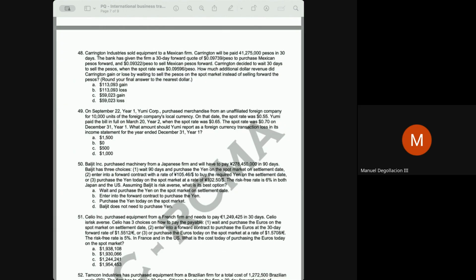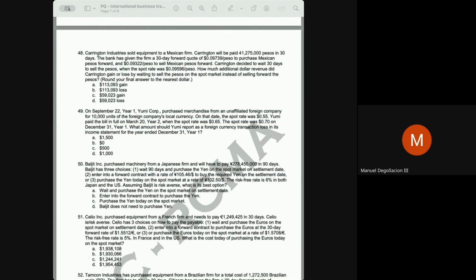So this is just more on the accounting side for your reporting. What amount should Yumi report? So this is as of year 1. So the March 20 year 2 rate would not yet be relevant. All you have to compare here would be the spot rate on the transaction date and the spot rate on the reporting date. So the spot rate on the transaction date is 0.55.